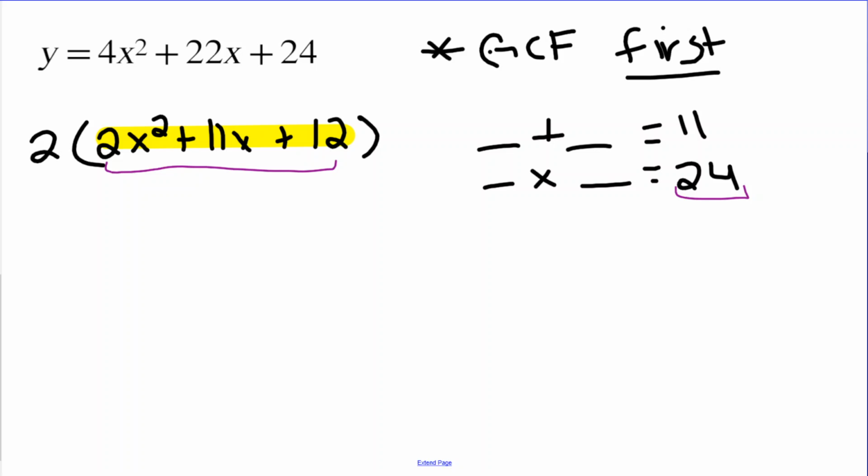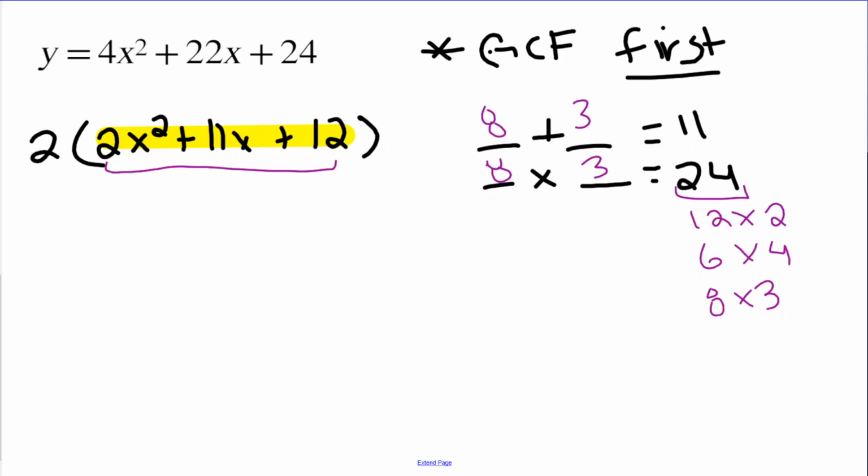So we start to think of some numbers. We think of some factors of 24, right, 12 and 2, but that's not going to get us 11. We have 6 and 4, but that's not going to get us 11. And we have 8 and 3, and there we are. 8 plus 3 is 11. 8 times 3 is 24.